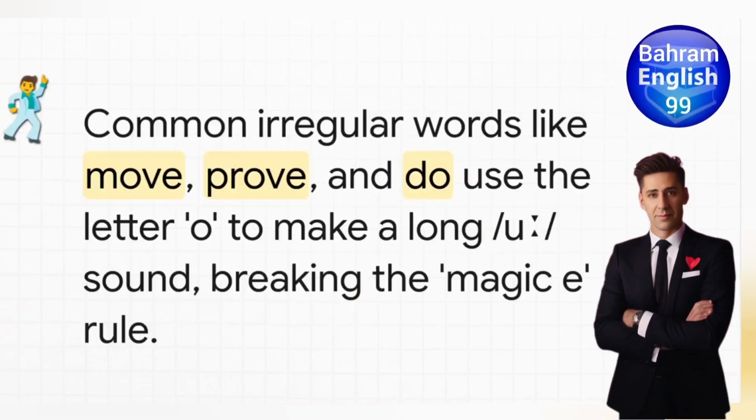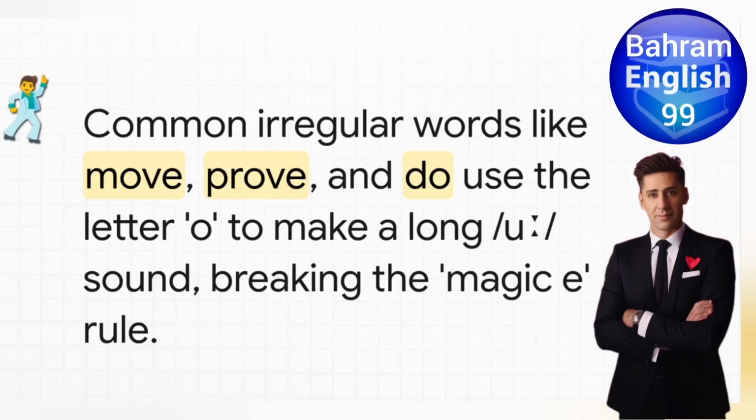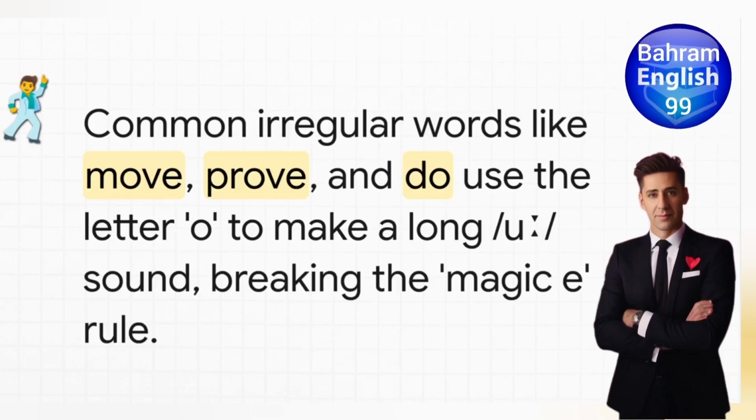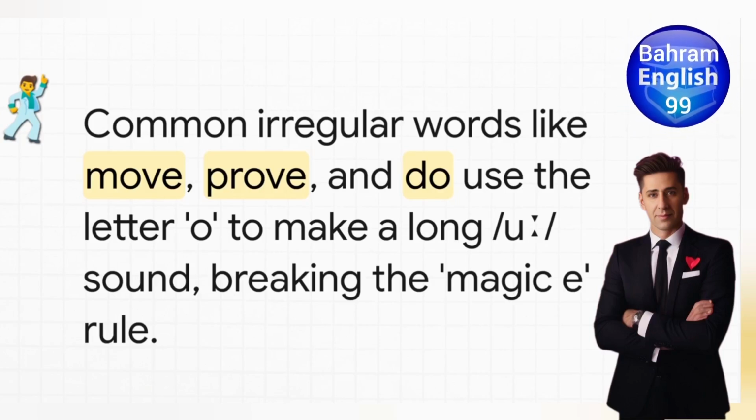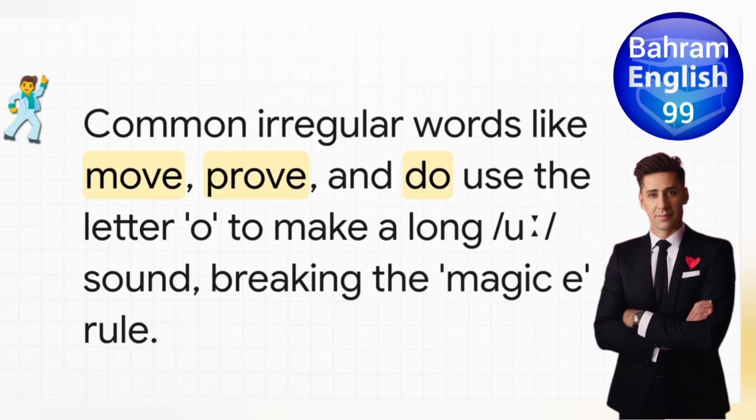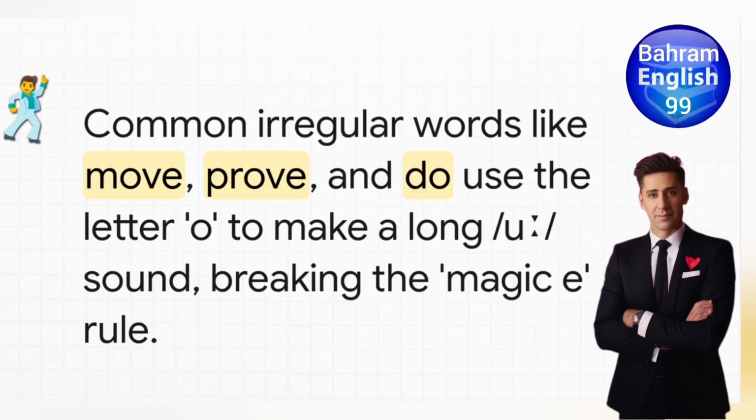And now we're back to our original puzzle. Words like move, prove, and do use the letter O to make a long oo sound. This just completely shatters the magic E rule we saw with hope and note. I mean, move should rhyme with hove, but it doesn't.